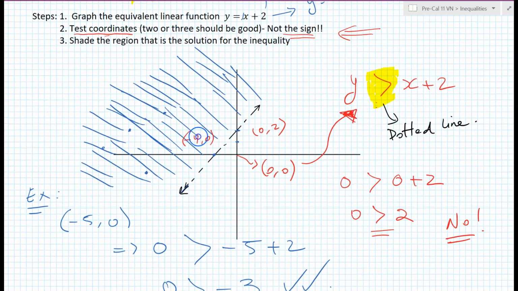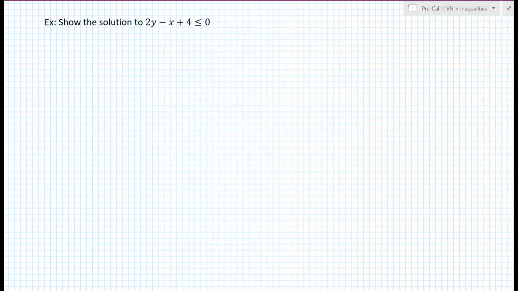Just shade the area, however you want to shade it. Some people shade it the other way, I shade it this way, whatever you like. Okay, that's it. So here's another example.